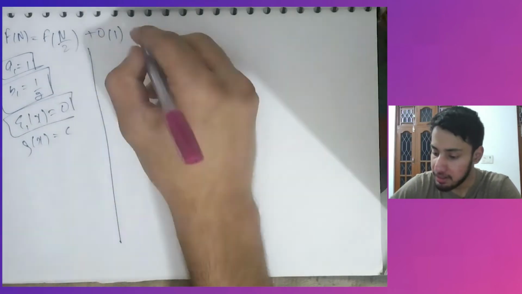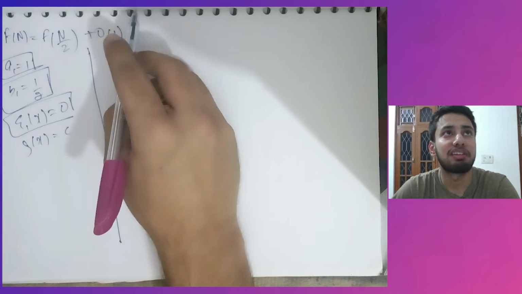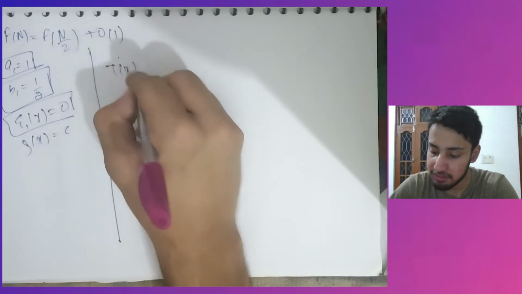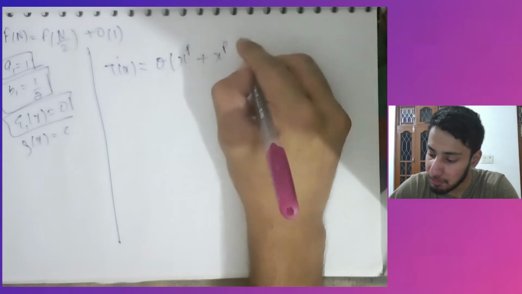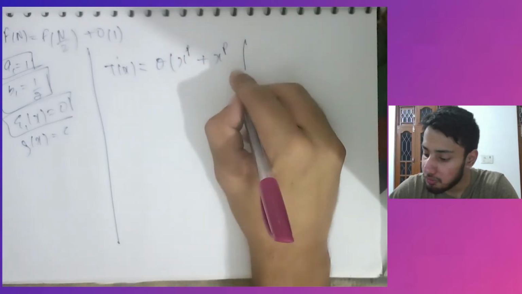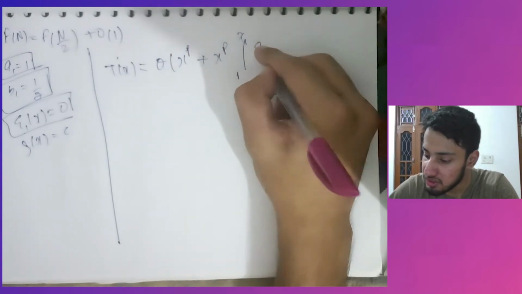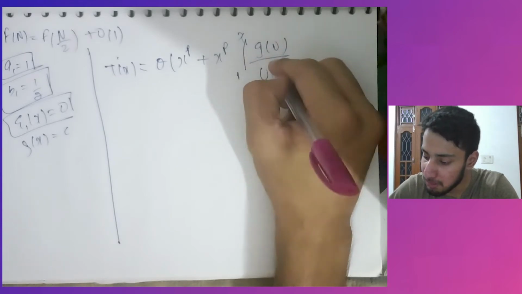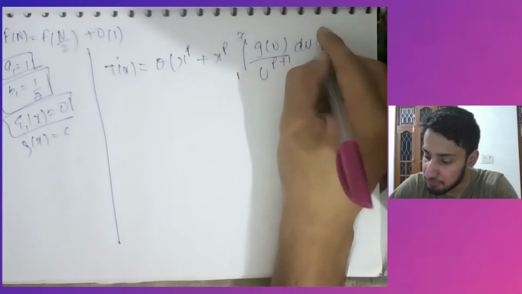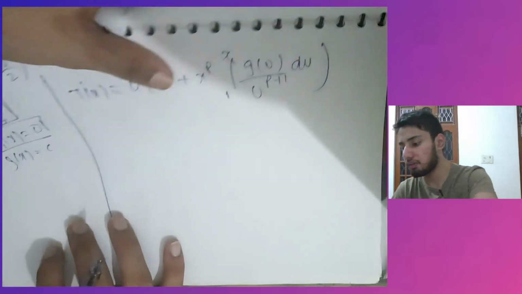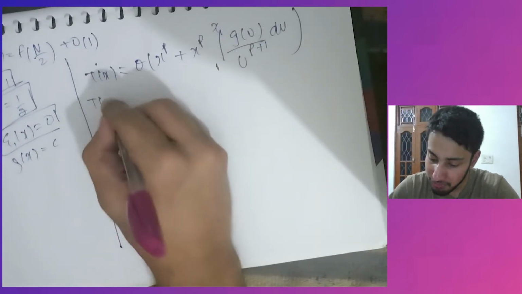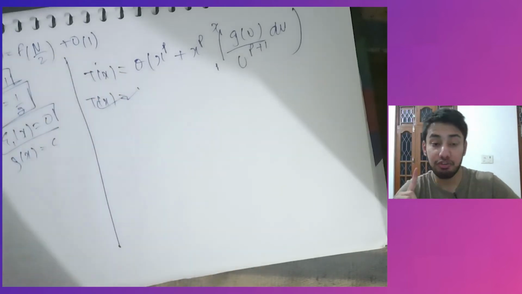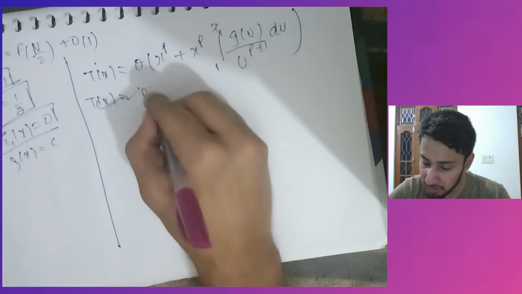What is the formula? T of x equals theta into x raised to the power p plus x raised to the power p, integral 1 to x of g(u) upon u to the power p plus 1 du. That's it. This is the thing. Let's try to solve this now. So T of x equals theta. But first of all we need to find p. So let's try to find p now.